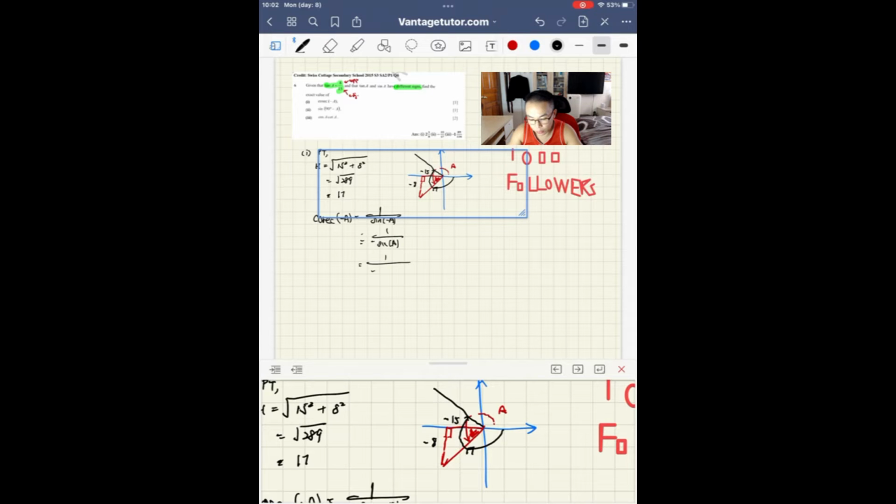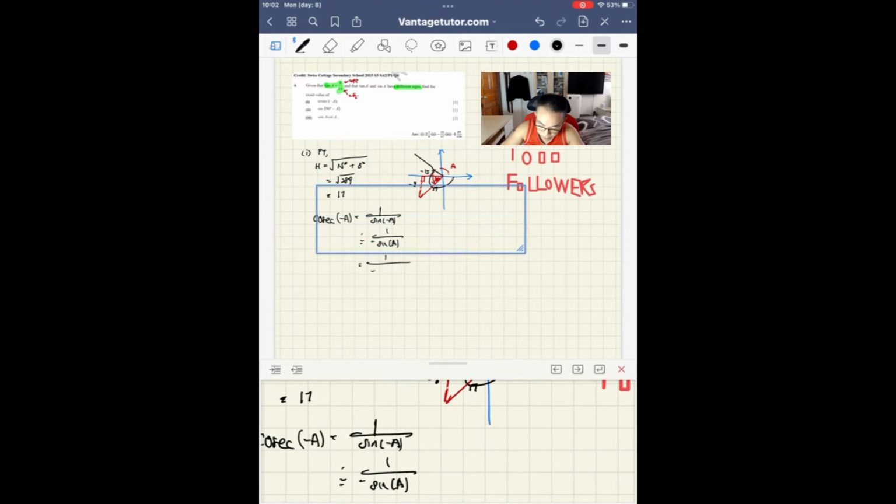Because if you read the coordinates, going 15 units to the left is negative 15, going 8 units down is negative 8. So that's why there's a negative sign, and ultimately, when you put it in your trigonometry ratio, it's going to be negative 8 out of negative 15. The negative sign cancels out, that's why you get a positive value.